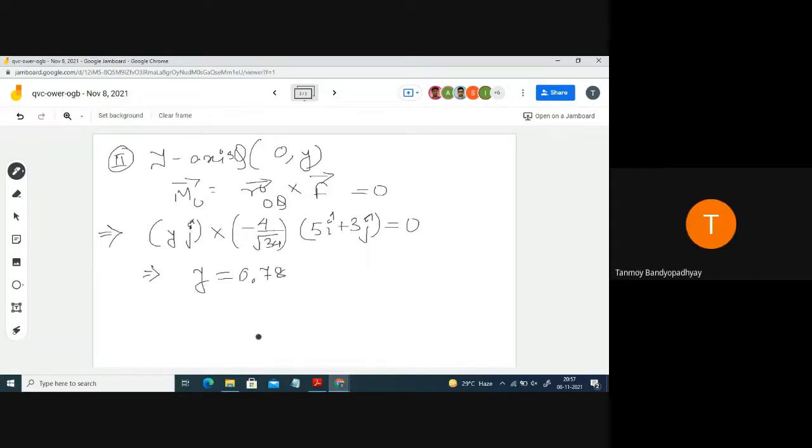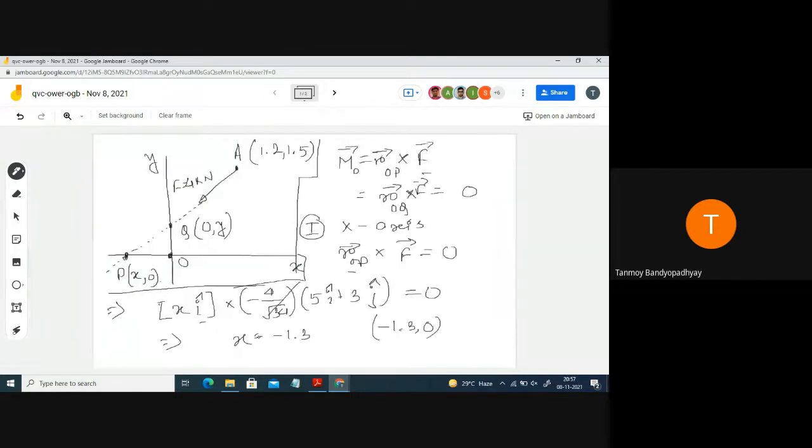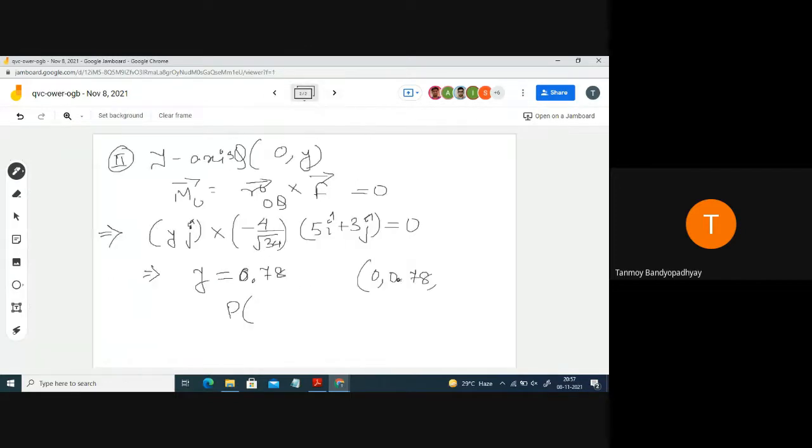So on the y-axis, the point where the moment about O is 0, that point is actually (0, 0.7). So the answer is actually the P point, which was something like (-1.3, 0), and the Q point is actually (0, 0.7). So this is the answer.